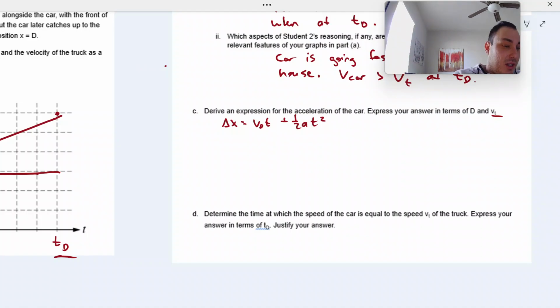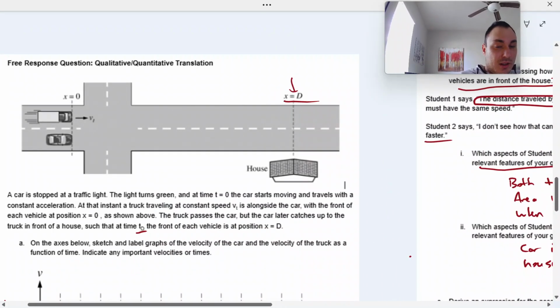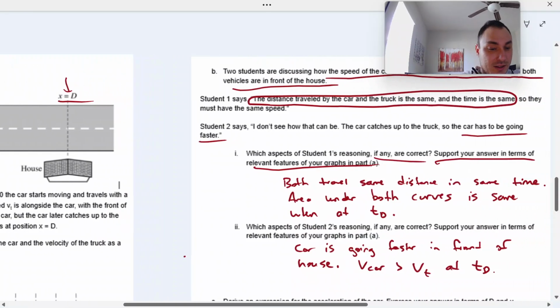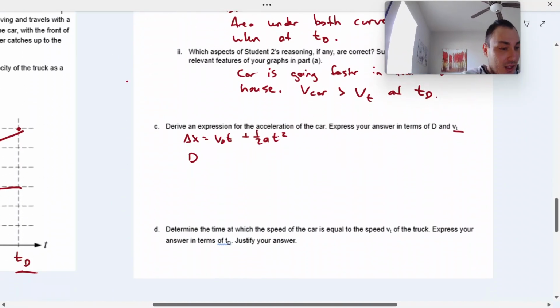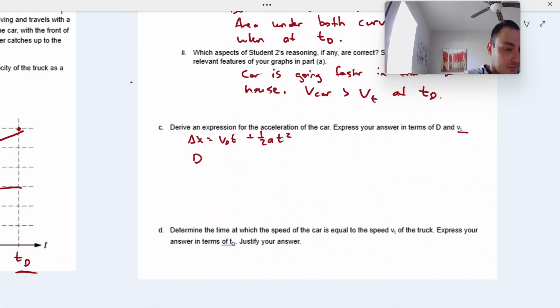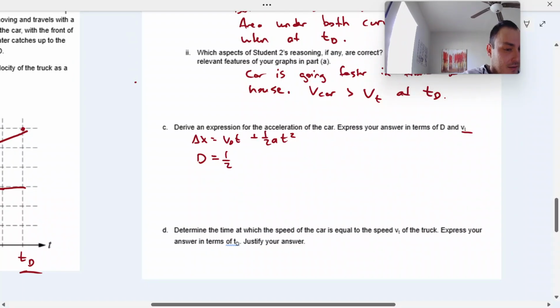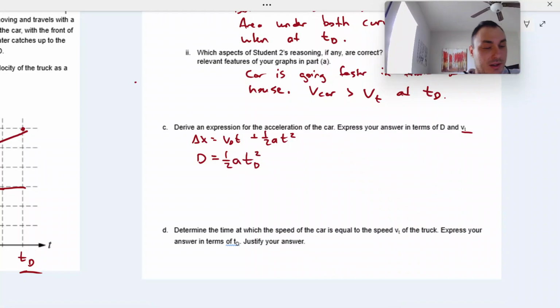So delta x is d. We're defining that as d. That is the distance that is being defined here. So the delta x is going from x equals 0 to x equals d. The car has no initial velocity, so this term goes away, and we're just left with 1/2 a td squared. So the car travels d in a time of td.